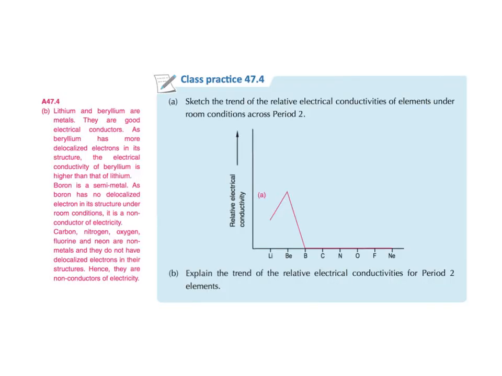Next, that will be the class practice similar to that. We are talking about period 2. Across period 2 we have lithium, beryllium, and then for the rest, they should be non-conductors. So again, you have lithium. Remember, you are on the x-axis. You label all of the elements like this, one by one, and then you put a cross for the data.